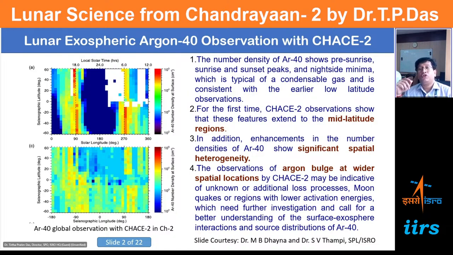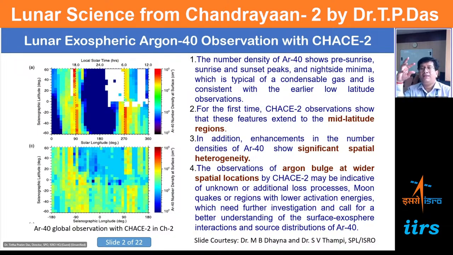Then the neutral mass spectrometer was flown in the LADEE orbiter. LADEE is a mission from NASA. They also studied, but LADEE's observations were limited to the lower latitudes, because it was a near equatorial orbit mission, and its observations were limited to plus minus 30 degrees. But there was no understanding about what is happening on the global scale.